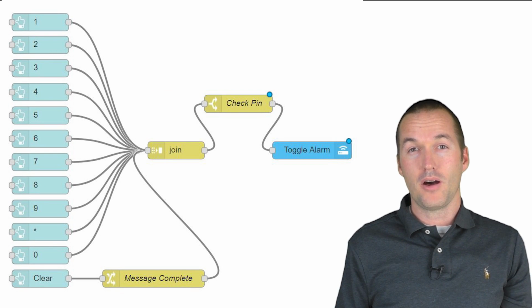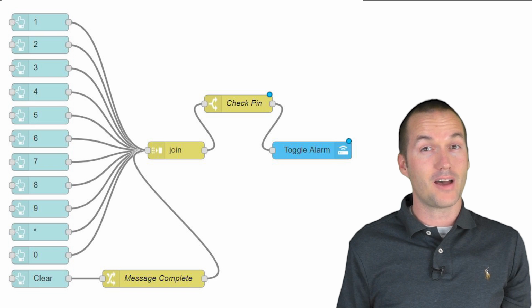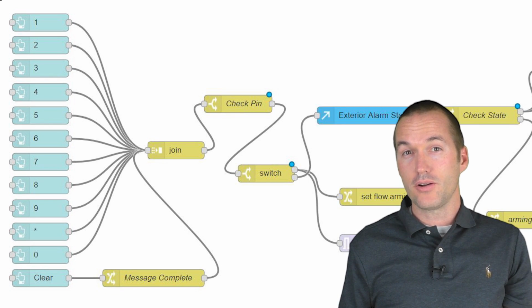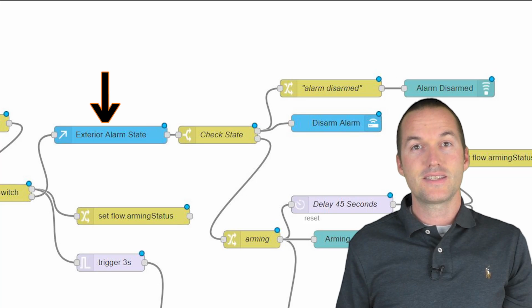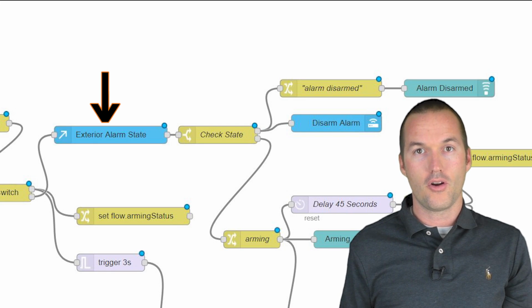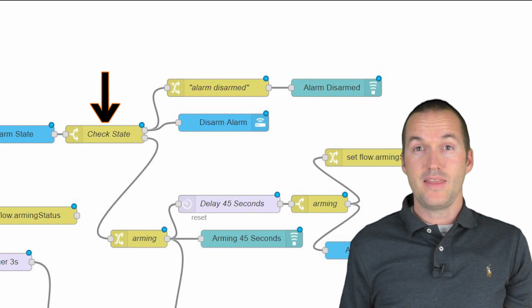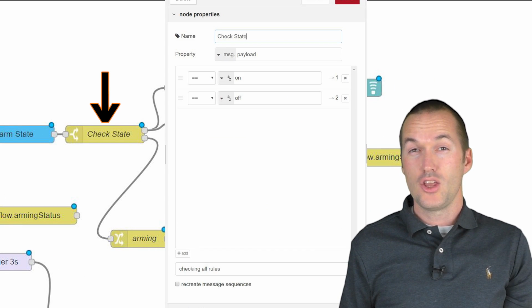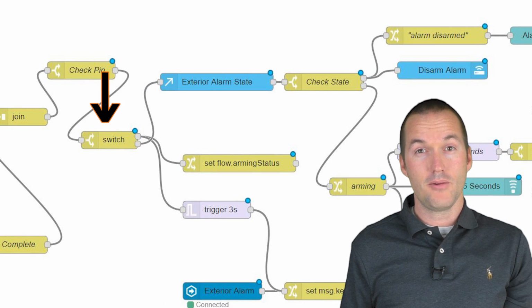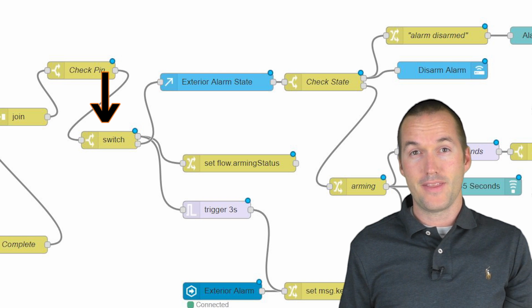But that wouldn't really be all that useful because we probably need some time to leave the house after we've armed the alarm. So instead of that call services node, we're going to check the status of the exterior alarms. This node will either return on or off and will send that payload to a switch node. You might have noticed that I skipped a node there. We're going to circle back around to that at the end.